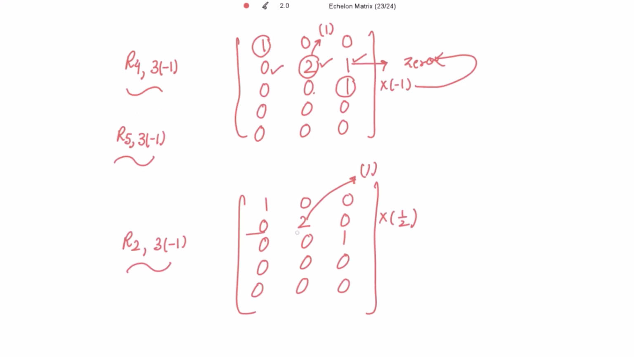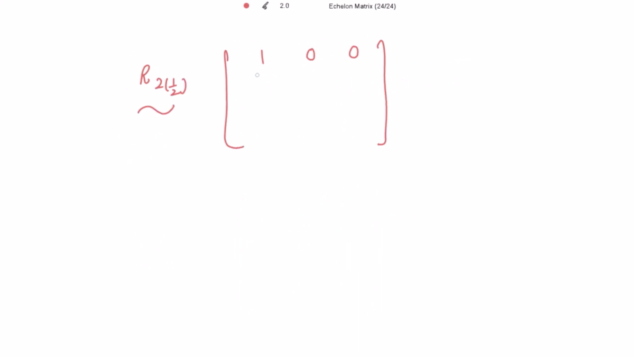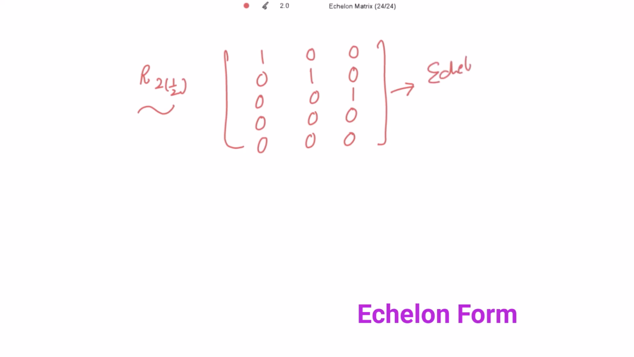So the next operation is multiplying row 2 with 1/2. Writing the first row as it is. For the second row, we get 0, 1, 0. And then we have 0, 0, 1 and 0, 0, 0, 0, 0, 0. And now this matrix is in echelon form.